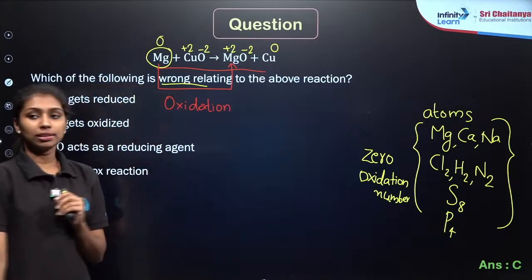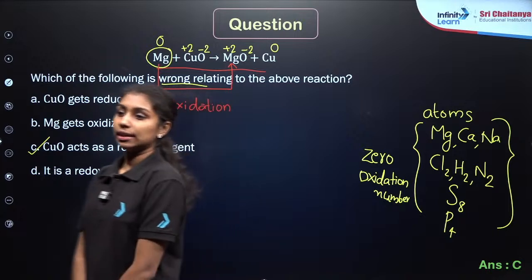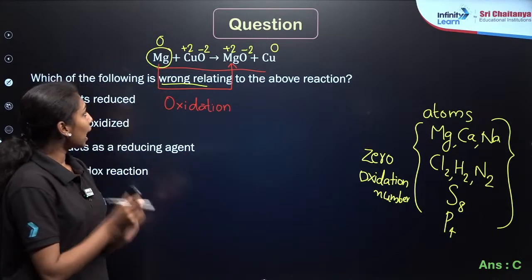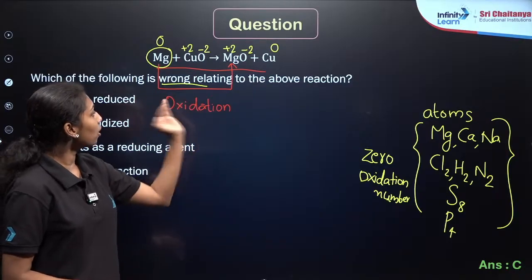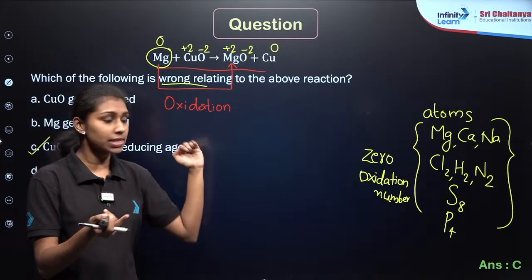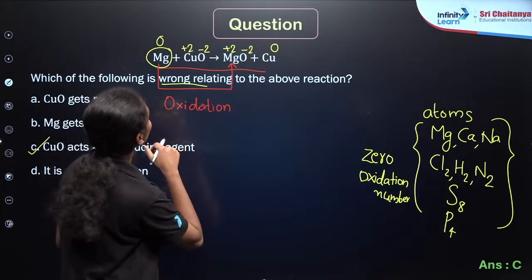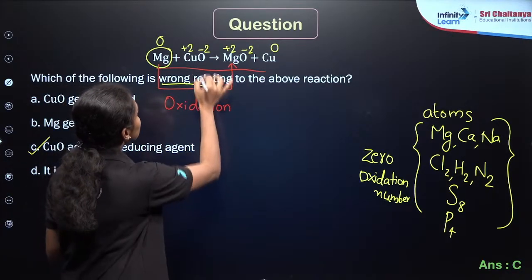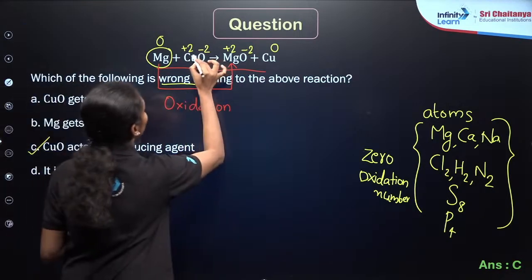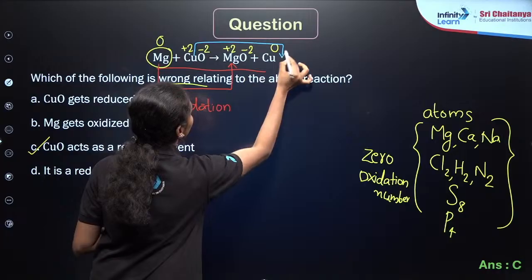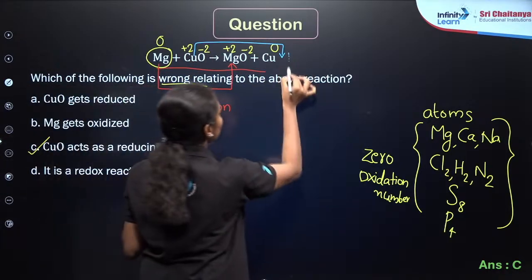Is that clear? First, you need to calculate the oxidation number of each of the elements given in the reaction. Then check which one has the oxidation number increasing. That will be the oxidation. Which one has the oxidation number decreasing. That will be the reduction. So here in the case of copper, it is reducing, right? Its oxidation number decreases from +2 to 0. So it will be reduction here.